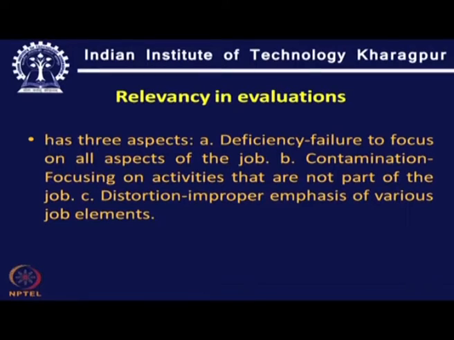And distortion is when we give improper emphasis on different job elements, like for performing a particular type of task or some aspect of the job which is more relevant, rather than other aspects which can have a lesser focus. When you are talking of distortion, we give wrong or improper emphasis to other job elements.